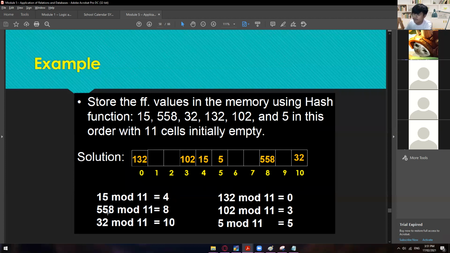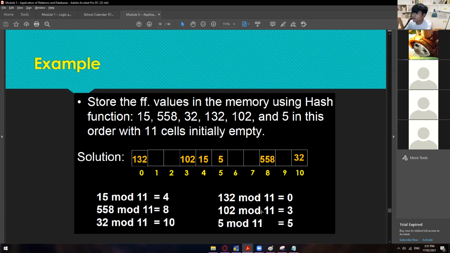The next one here is 558 mod 11, and then you will get a remainder of 8. So just look for the cell number 8 and put there your 558. For 32 mod 11, as you can see, we have a remainder of 10, so just put the data on cell number 10. Then 132 mod 11: if you compute this one, you're not going to have a remainder, so just look for the 0 cell, which is now your 132.